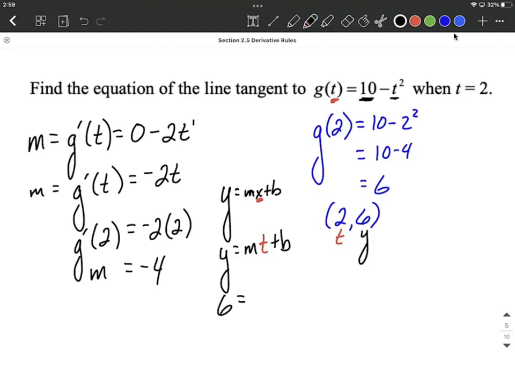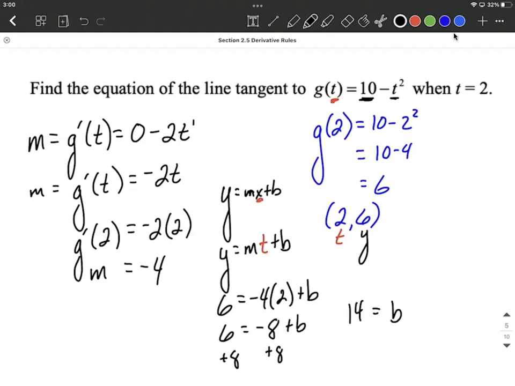So we have 6 equals negative 4, for m, times 2 plus b. So 6 equals negative 8 plus b. We're going to add 8 to both sides. That gives us b equals 14.